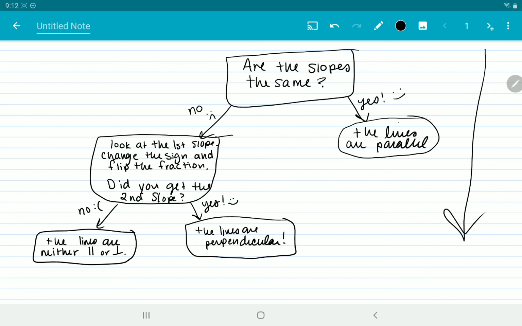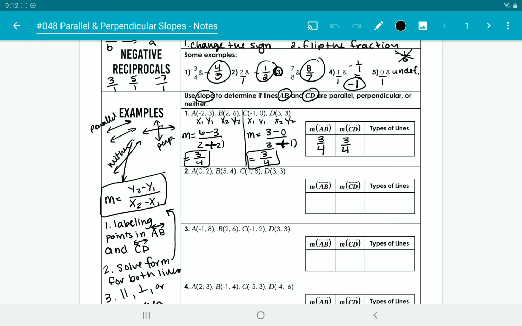If no, then you're going to look at the first slope. You're going to change the sign and flip the fraction. Did you get the second slope whenever you did that? If yes, then the lines are perpendicular because they're negative reciprocals. And if no, then the lines are neither parallel or perpendicular, and your answer is going to be neither. So I'm going to upload this onto Google Classroom as well, so you can look back at it. But let's go back to the problem we're looking at.